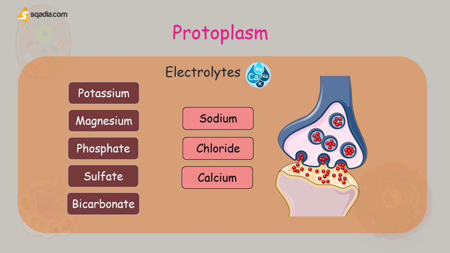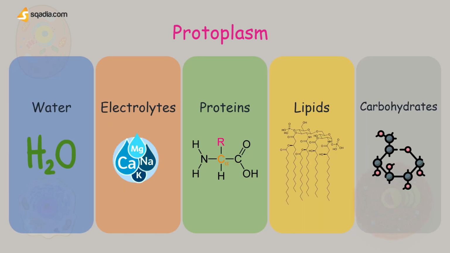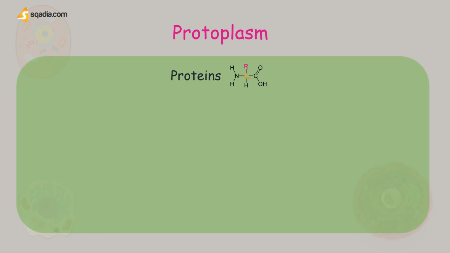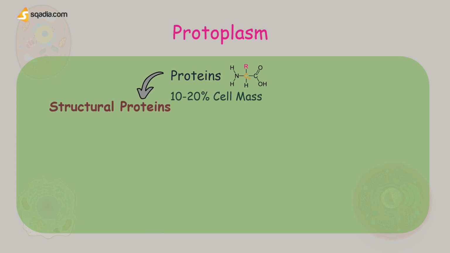For example, ions acting at the cell membrane are required for the transmission of electrochemical impulses in nerve and muscle fibers. Next up is proteins. After water, the most abundant substances in most cells are proteins, which normally constitute 10 to 20% of the cell mass. These proteins can be divided into 2 types, structural proteins and functional proteins.